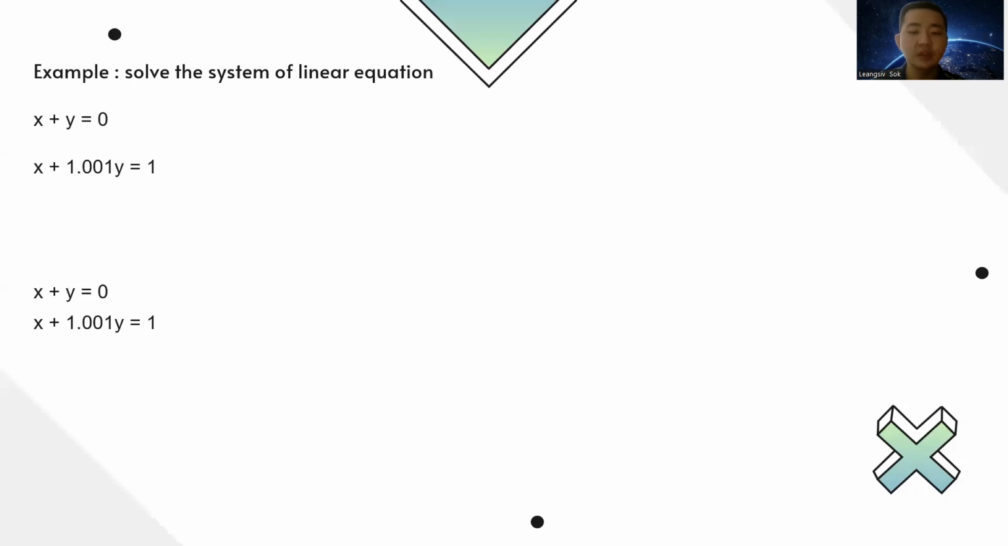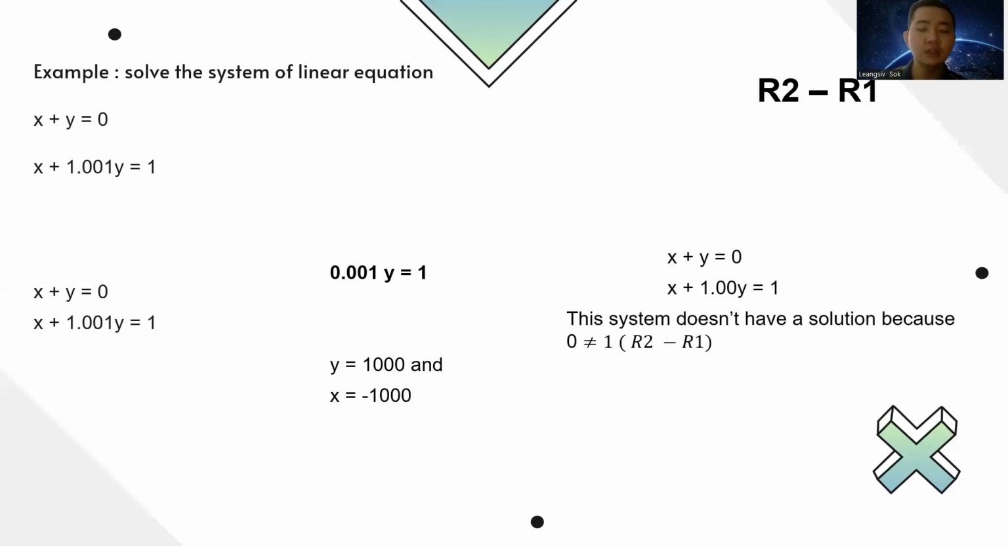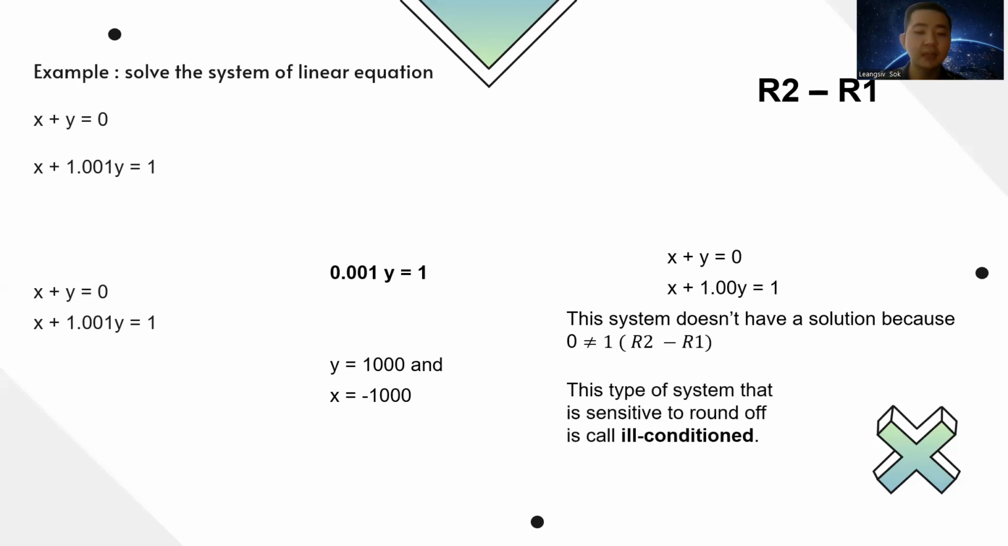Now this time we only use 4 significant digits. We do the same calculation and see that y is equal to 1000 and x is equal to negative 1000. As you can see, we get more round-off error as digits are missing. If you only use 3 significant digits, this system doesn't have a solution because x minus x and y minus y give 0, and the last part we get 0 minus 1 is 0, which is not equal to 1. This type of system that is sensitive to round-off error is called an ill-conditioned system.